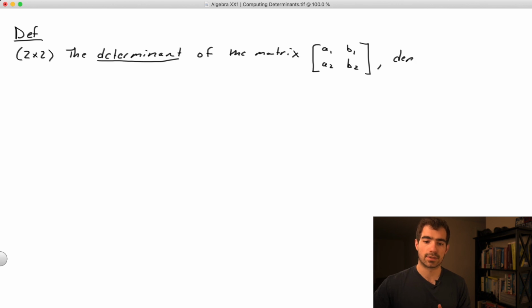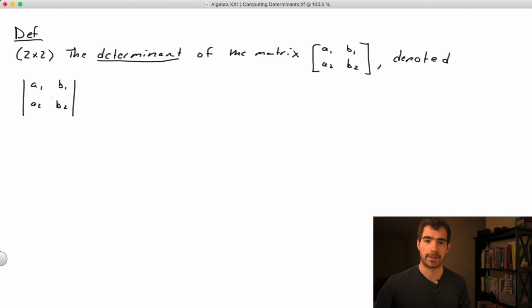And in particular, when we write the matrix, we'll use these square brackets, but when we write the determinant of the matrix, we're going to use these vertical bars, kind of like an absolute value sign. And so we denote this A1, B1, A2, B2 with the vertical bars when we're talking about the determinant.